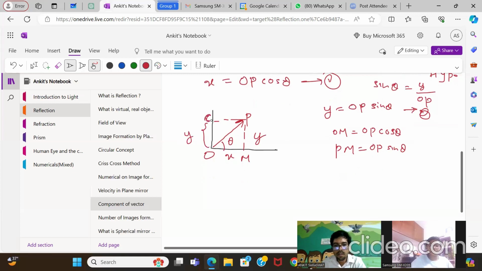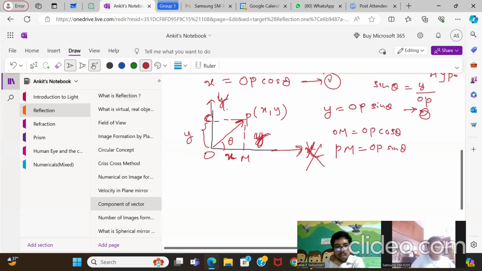Take this as C, the X axis or Y axis. Don't confuse. This X is different. This Y is different. Clear? The X axis I am denoting with capital X, capital Y. This small x is the value of OM. Y is the value of PM. What is the coordinate? X comma Y.